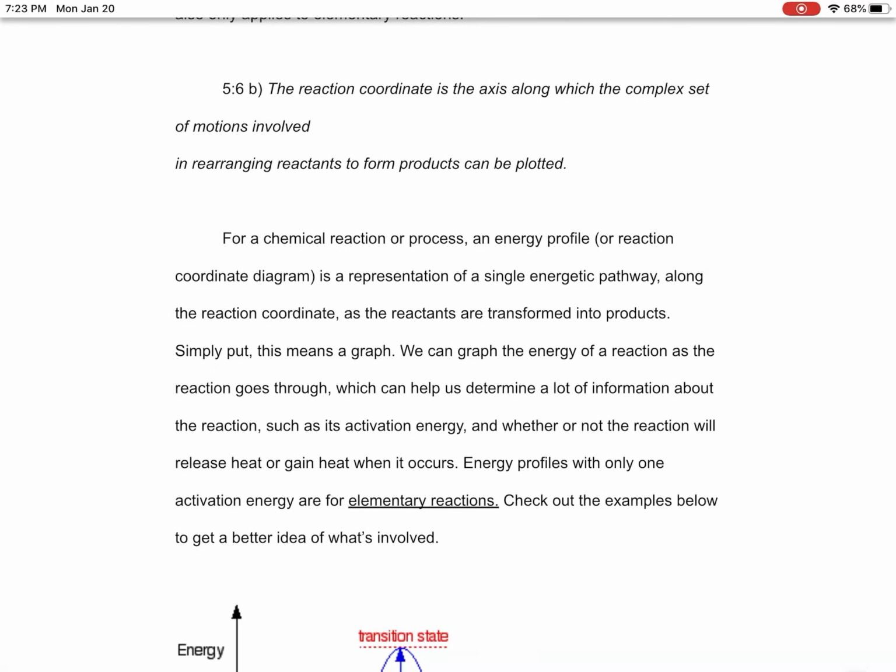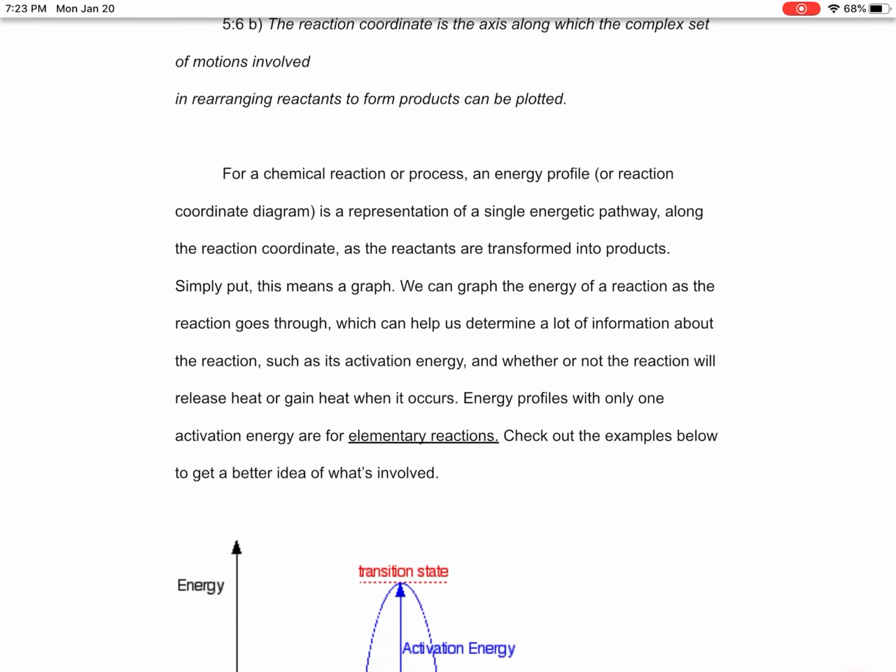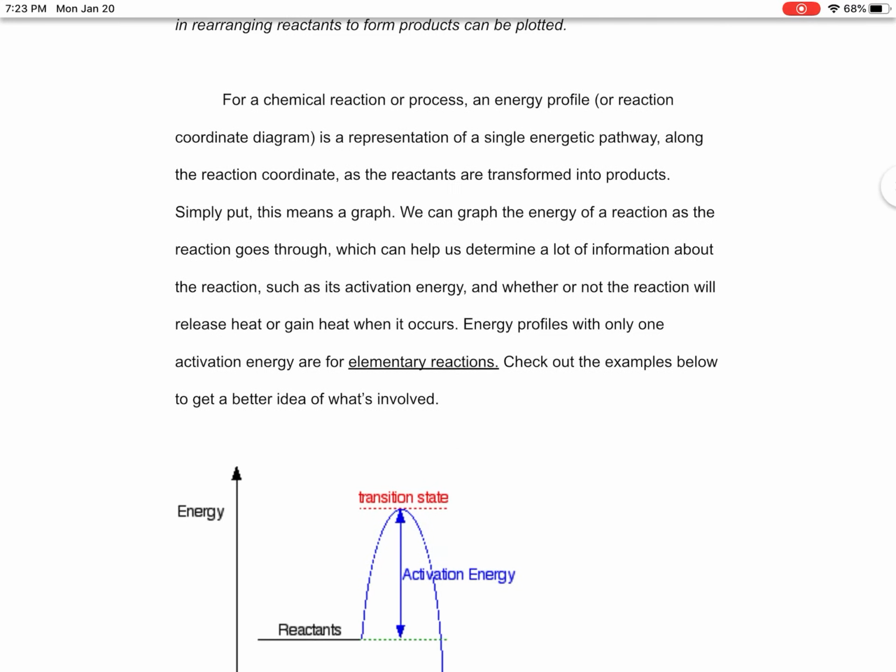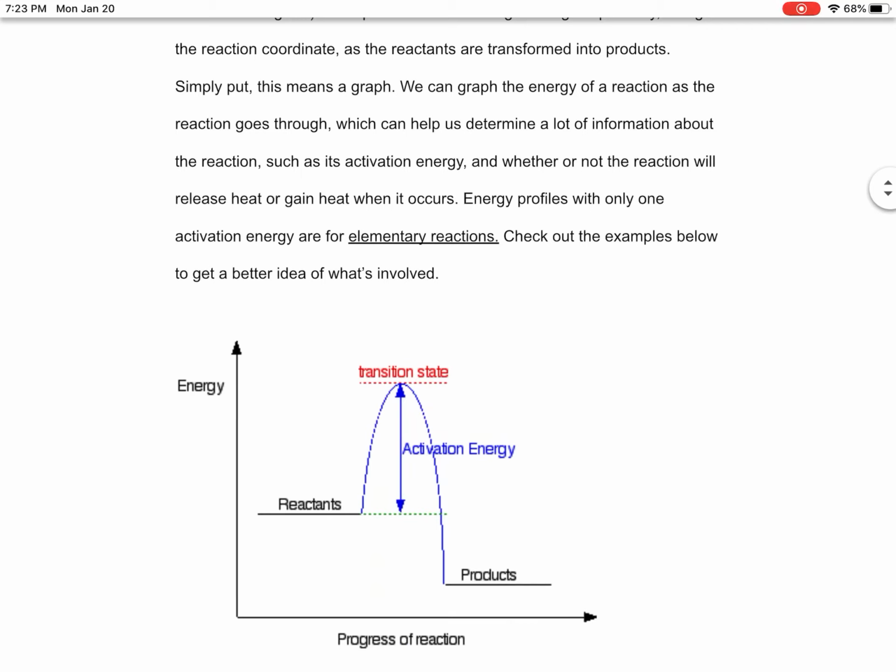5.6b says the reaction coordinate is the axis along which a complex set of motions involved in rearranging reactants to form products can be plotted. Basically, this is a really fancy way of saying we can make a graph that shows the change in the energy as the reaction occurs, and that is called an energy profile. So, energy profiles with only one activation energy shown are for elementary reactions only, okay?